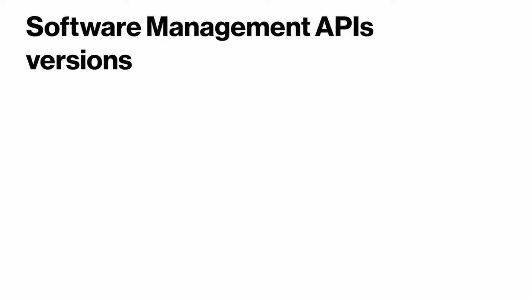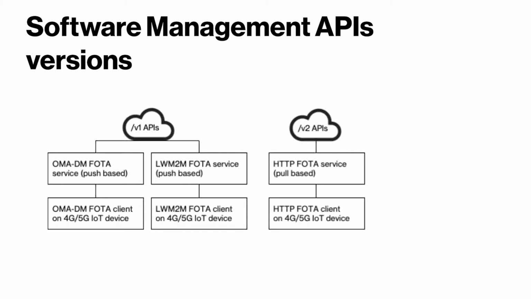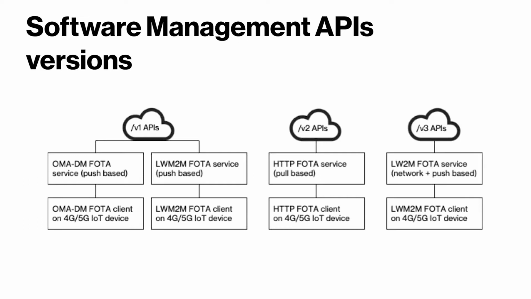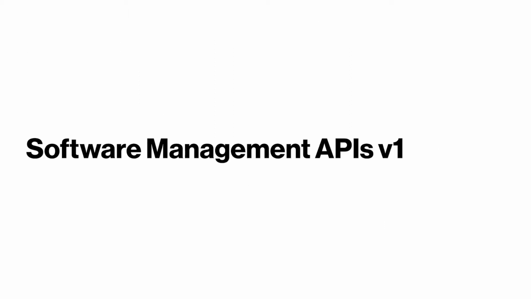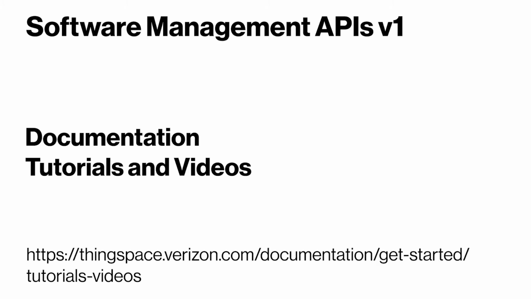There are 3 versions of the software management APIs. Version 1, OMA-DM and Lightweight M2M FOTA service. Version 2, HTTP FOTA service. And version 3, Lightweight M2M FOTA service with network awareness. To view the Software Management APIs version 1 video, please refer to the documentation, tutorials, and videos page.